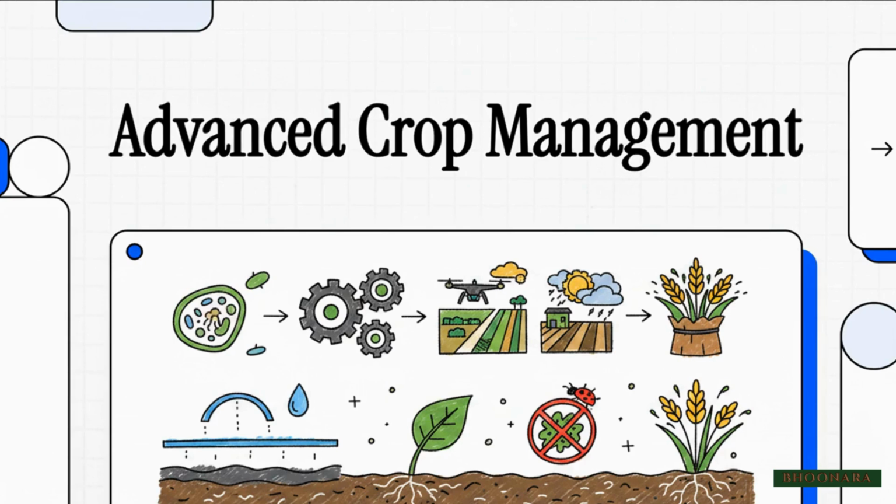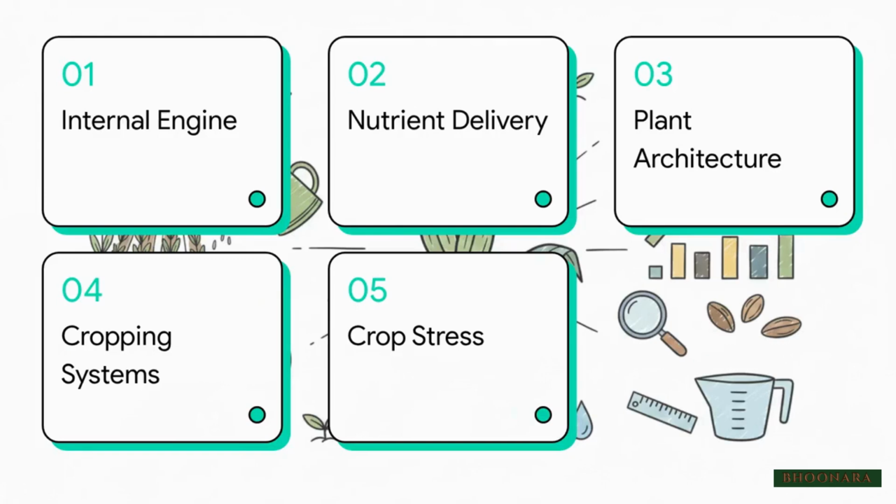We're going to explore the truly advanced, sophisticated strategies that consistently deliver higher yields and, honestly, separate good farmers from the truly exceptional ones. All right, so here is our roadmap for today. We'll quickly cover the plant's internal engine, move into precision nutrient delivery, talk about perfecting plant architecture, explore advanced cropping systems, and finally wrap up with mastering crop stress.